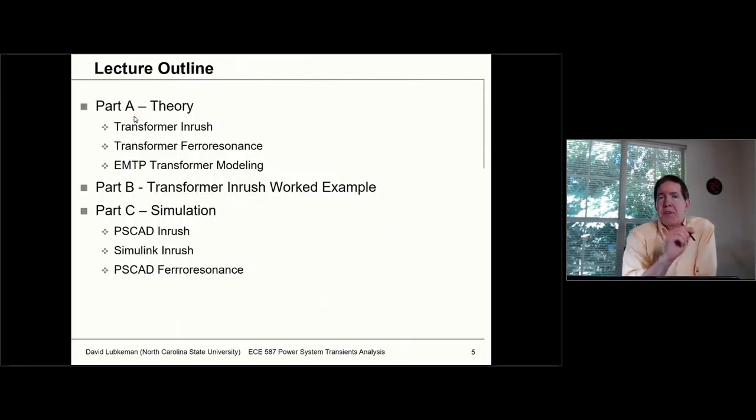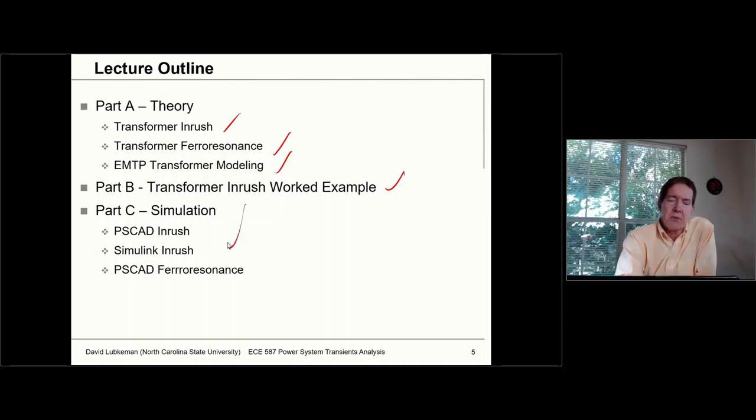So anyway, what we want to do is take a look at two nonlinear phenomena. We'll start off with the transformer inrush, and we'll look at something called transformer ferroresonance. Then I'm going to say a few things about transformer modeling. This is a pretty big category in itself, so we're not going to get into a lot of detail. You can always look at the PSCAD reference manual for this. And then associated with the transformer inrush, I'll have a worked example, which will be in a second video.